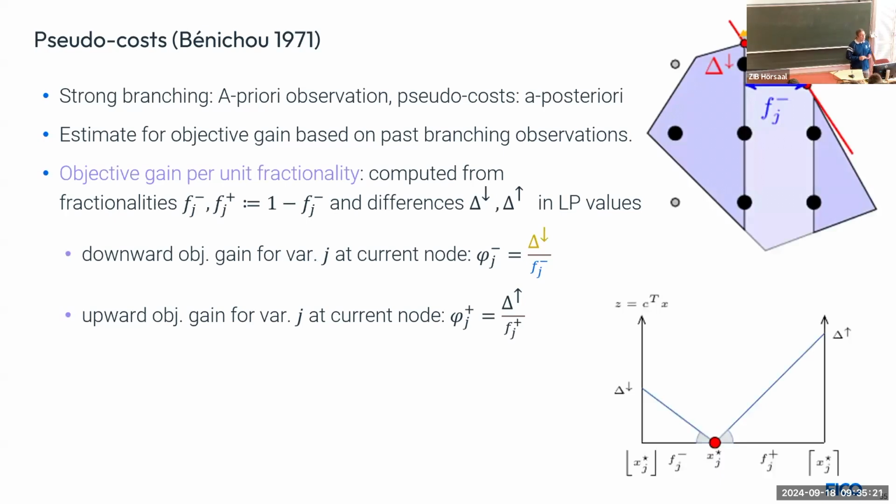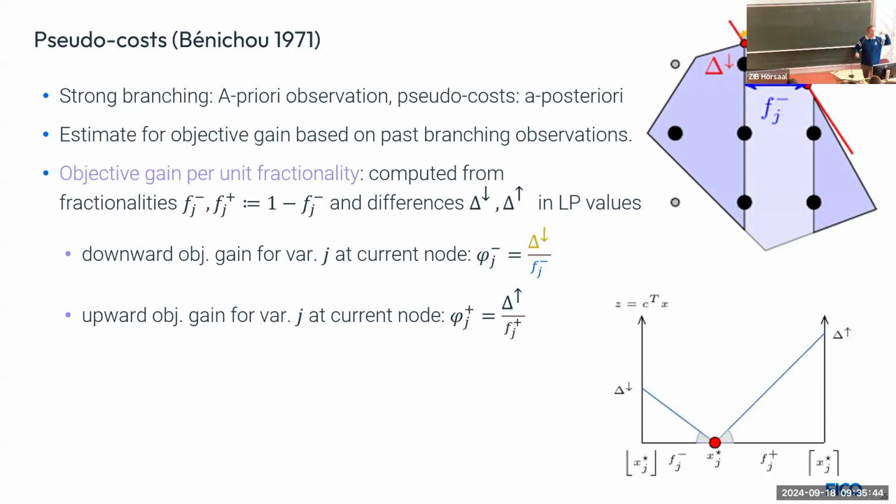So for this, you compute the objective gain per unit fractionality. So you have the fractionality. Always this goes in both directions. So there's one value for branching down, one for branching up. Then, when you update your pseudo-costs, we are in the update step here, so you already branched.